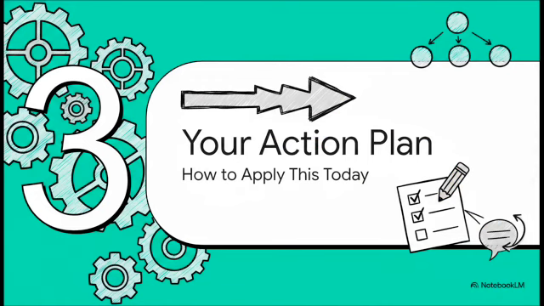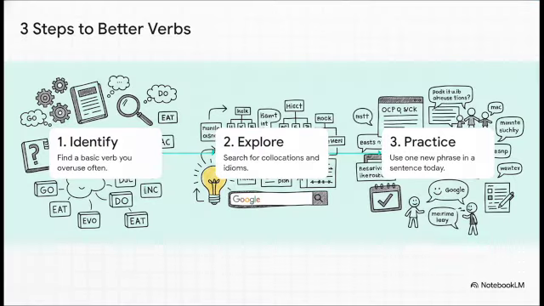All right, so this is all great in theory, but let's make it practical. Because knowing this stuff is one thing, but actually putting it into practice is what's going to make the difference. So how can you start applying this, like today? Here's a super simple three-step action plan for you. First, identify. Think of a basic verb you use all the time. Maybe it's make or get.